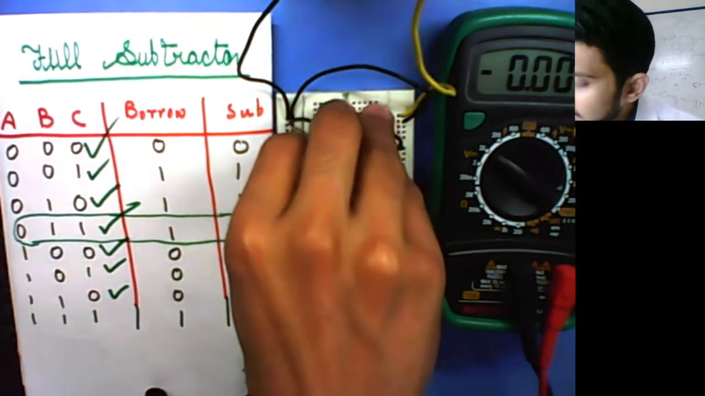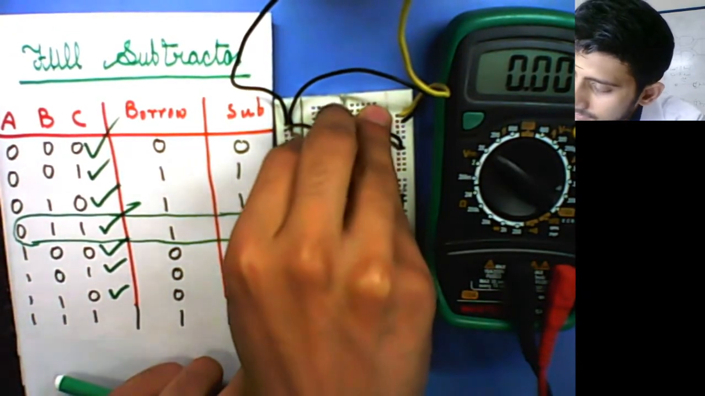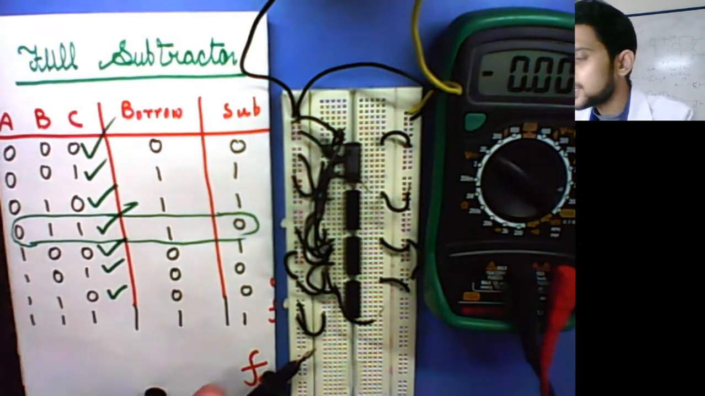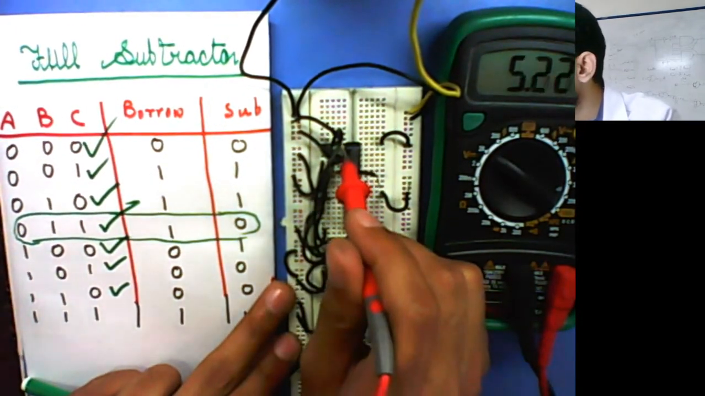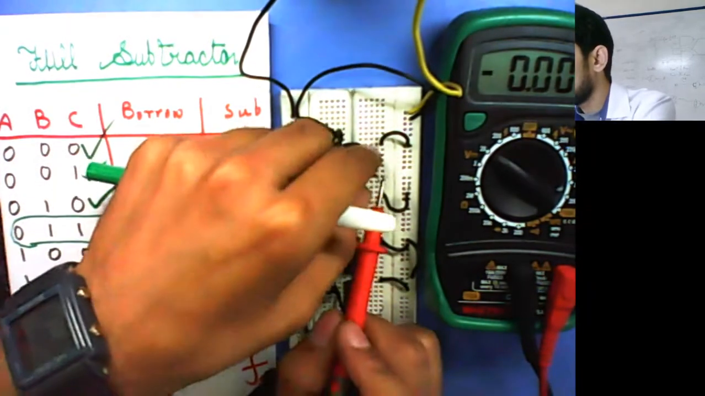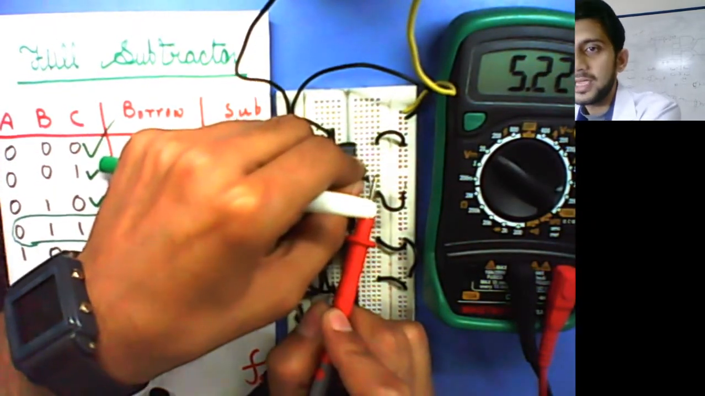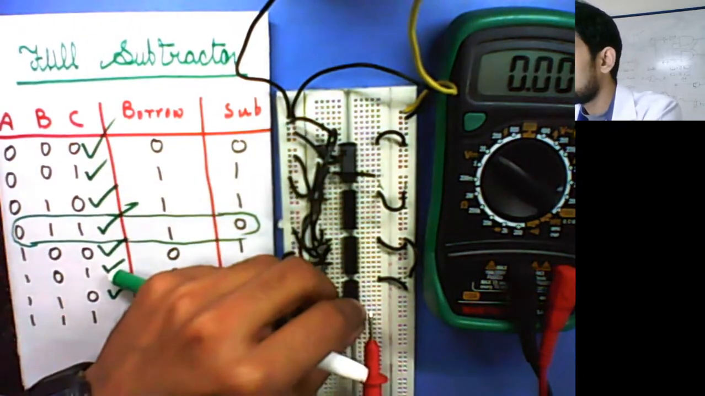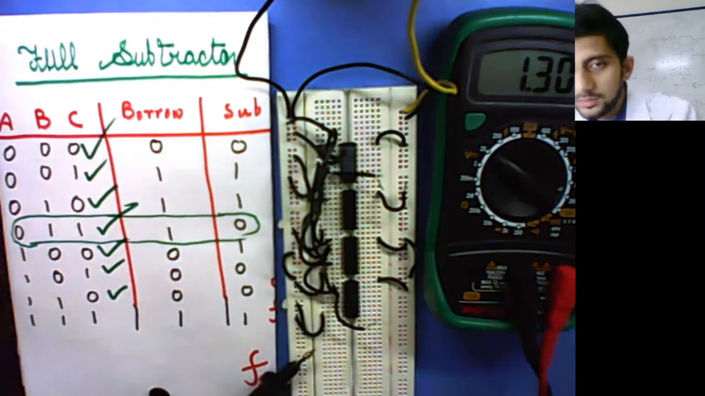Now I'll connect everything to 1. So I made everything 1. With everything 1, the answer should be 1, 1. You see, I have connected this to 1, this to 1, and C also to 1. Answer should be 1, 1. Let's see. F subtract is 5.23 and F borrow is 5.23. So all verified.